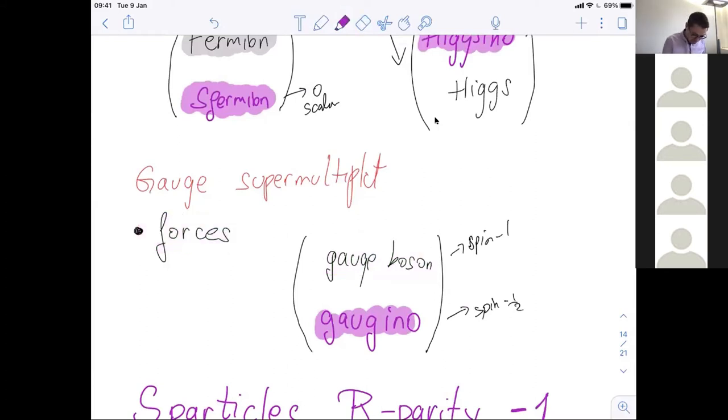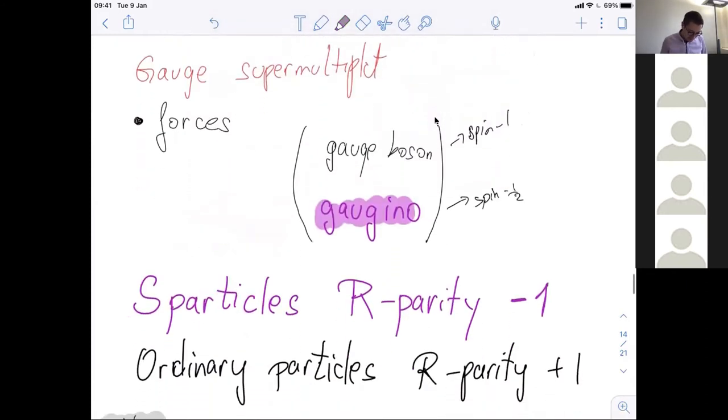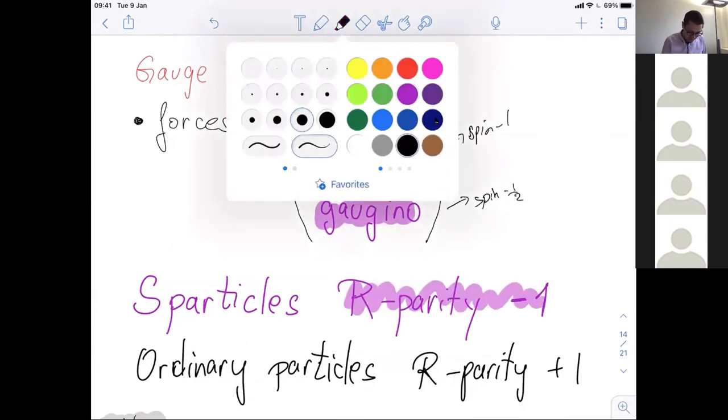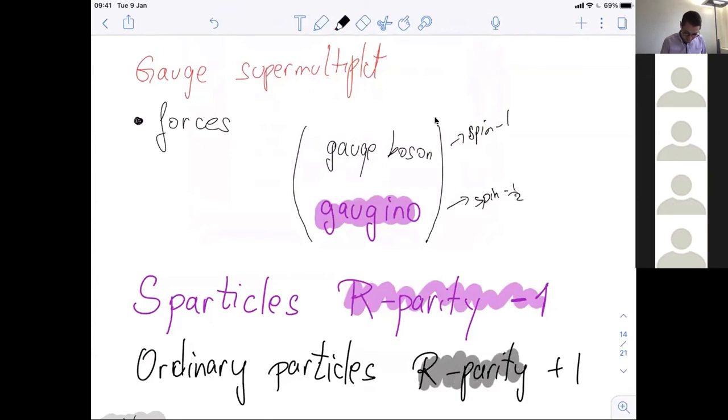Okay, that's basically how it works in the MSSM. And then finally, the sparticles, the supersymmetric partners, have R-parity minus one, and ordinary particles have R-parity plus one.